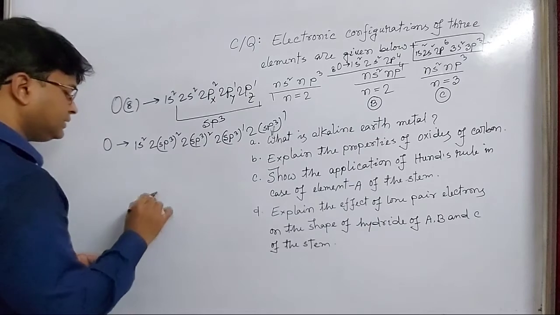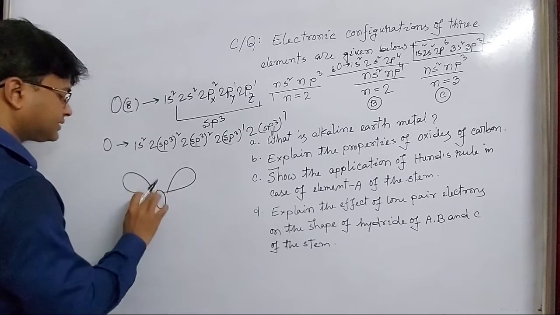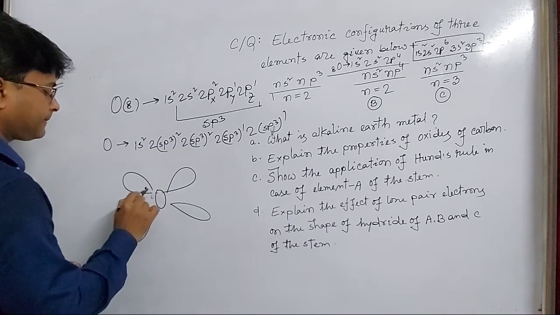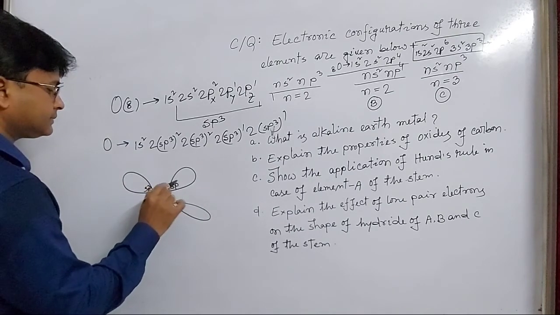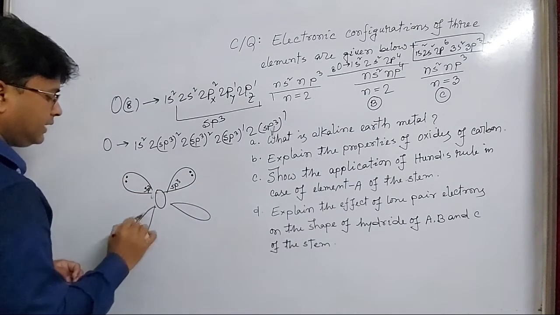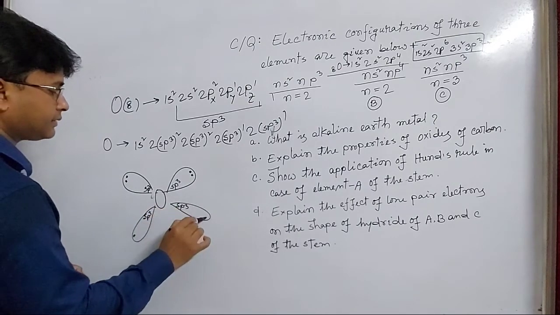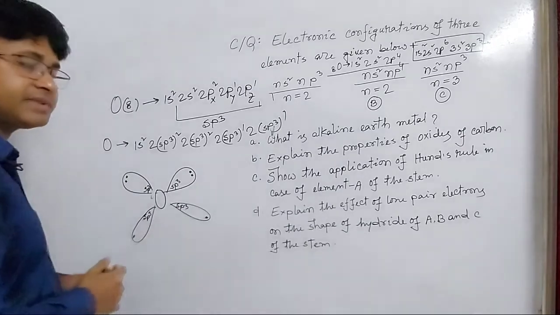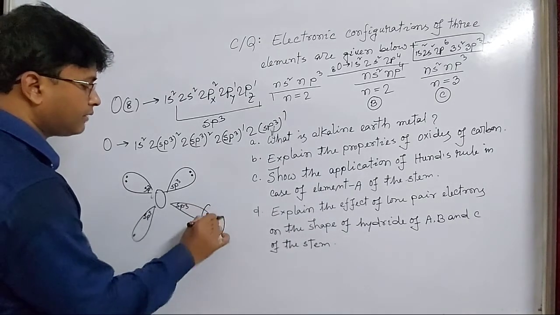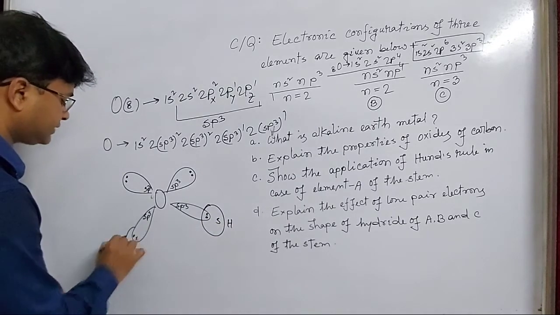So if I draw here the orbital figure of hybridized oxygen, it will be like this: 2 electrons, and sp3 hybrid orbital, 1 electron, sp3 hybrid orbital, 1 electron. 2 sp3 hybridized orbitals containing a single electron overlap with the s orbital of 2 hydrogen atoms to form water.